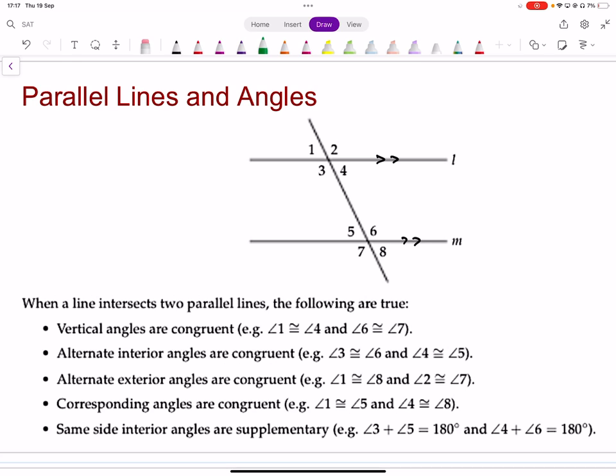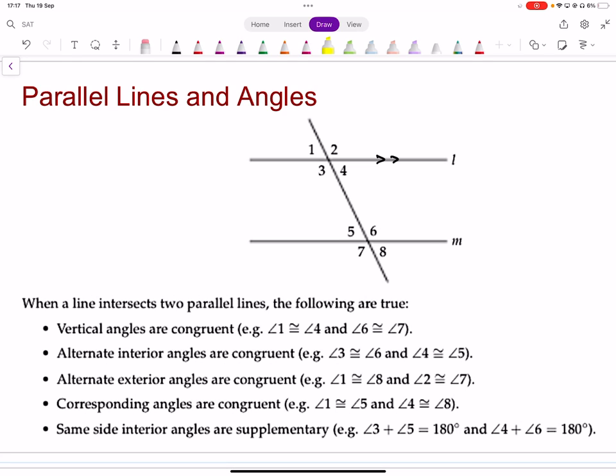Vertically opposite angles are equal. That means 2 and 3 are equal. 1 and 4 are equal. 6 and 7 are equal, and 5 and 8 are equal. These are called vertically opposite angles, right? Any two lines, these angles are equal, and these two angles are equal. Okay. Then you have alternate angles.